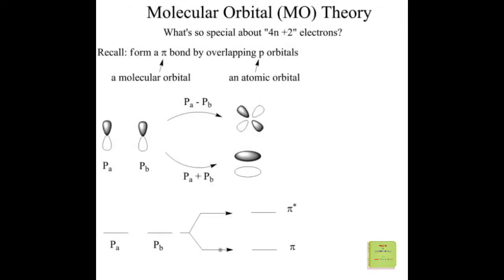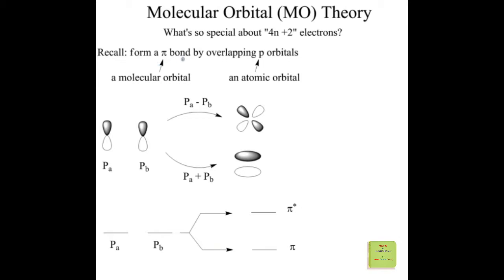Okay, so we've pointed out how important this 4n plus 2 rule is, but what makes that so special? Why is it that a molecule, that system with 6 electrons is fantastic, but 8 electrons, it's horrible? What is the background for that? And I'd like to just go into a little bit of molecular orbital theory, MO theory, to explain where this aromaticity stability comes from. Okay, so let's review what a pi bond looks like.